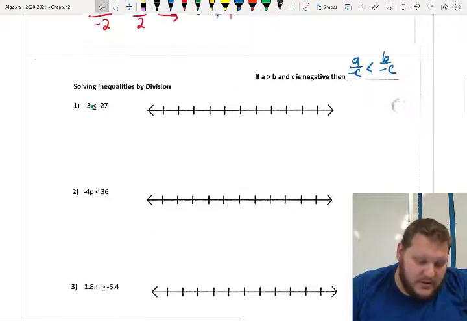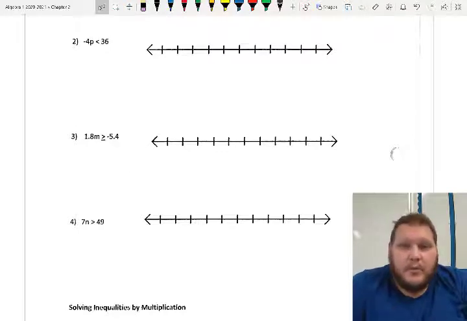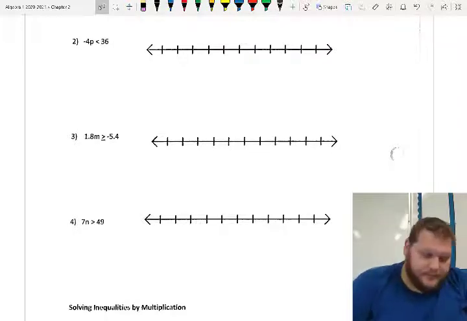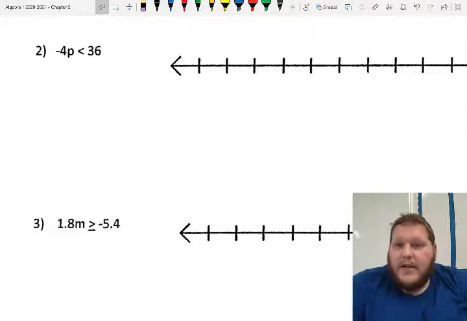In my instructions, I didn't write them on here, but the instructions are just solve the inequality, graph the solution on the number line. It's going to be the same set of instructions for 90% of what we do in this chapter. All right, so for number 2, I have to solve that inequality.